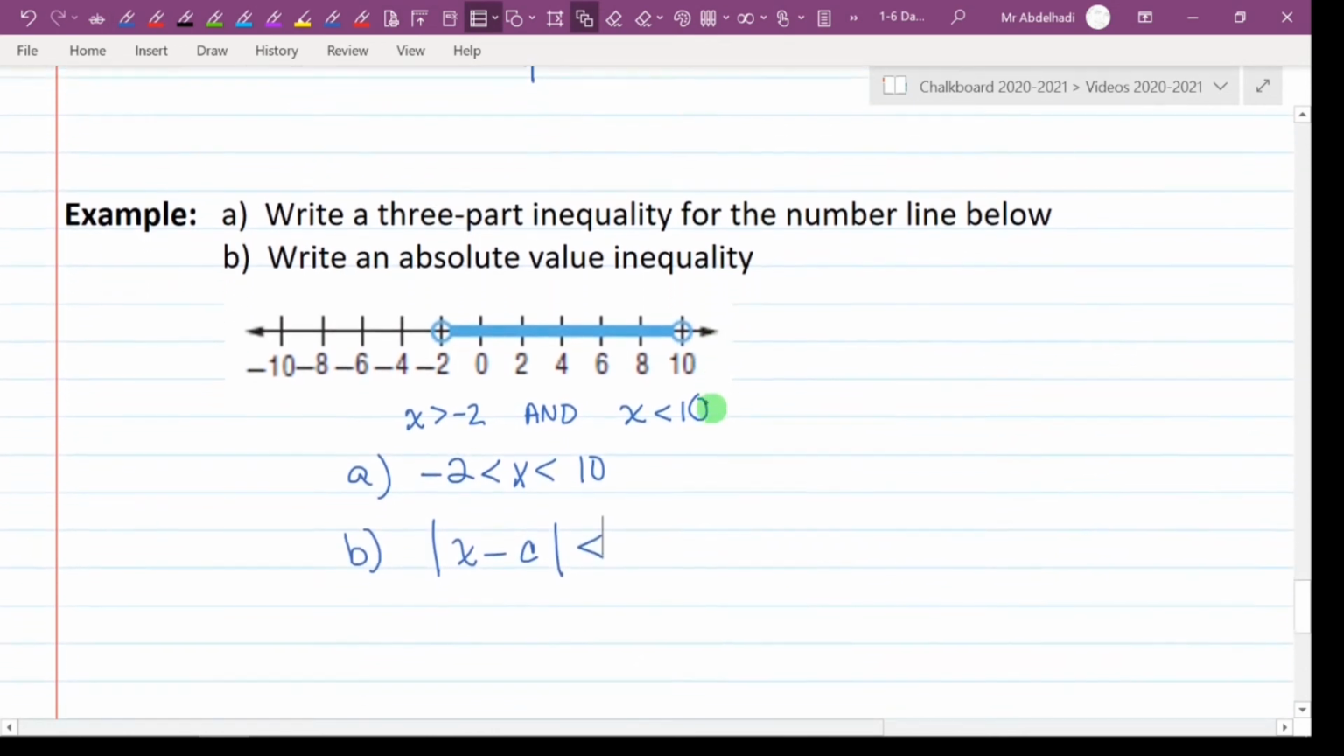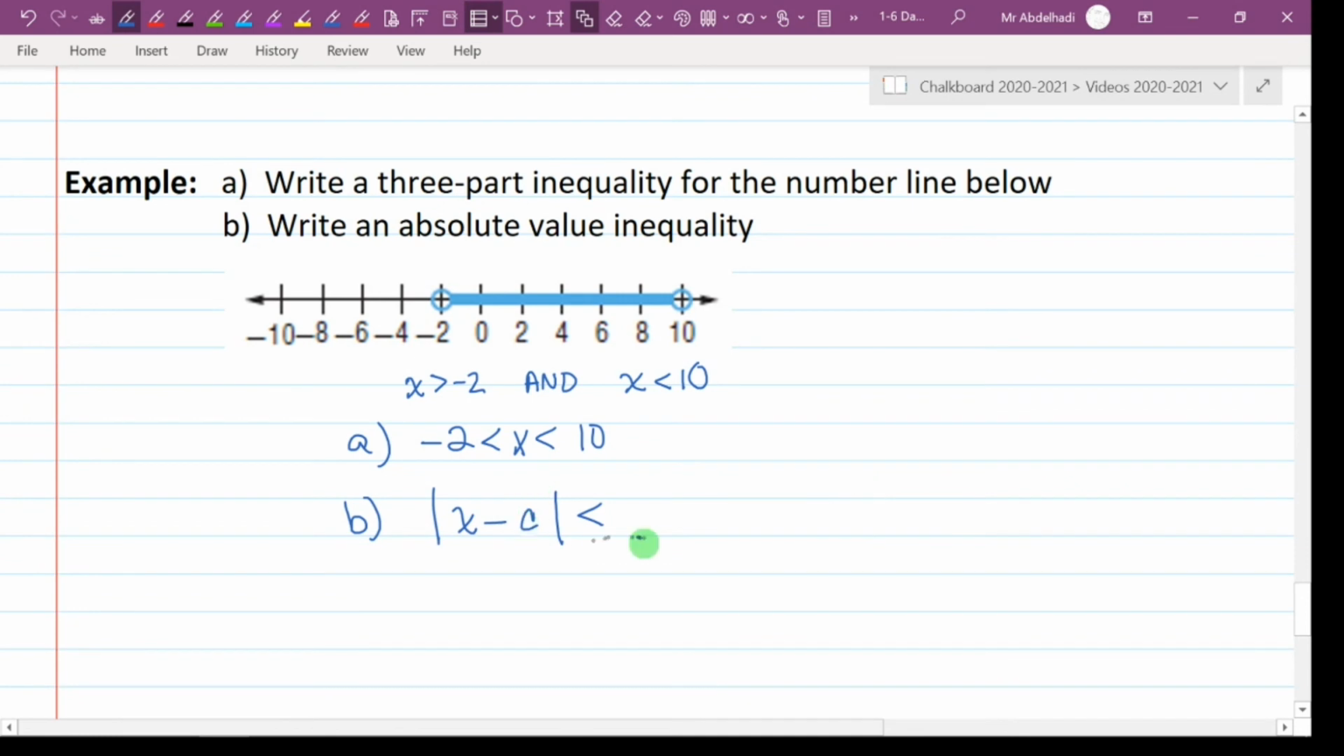So it's all in the notes up here. Okay, hopefully you're taking notes as well. And this is going to be a less than. And what is the distance from the center? 2, 4, 6. We'll put a 6 here, and we'll put a 4 here. And that's it. Okay? You want to prove that this works, you can solve it.